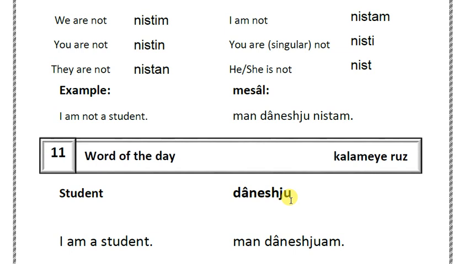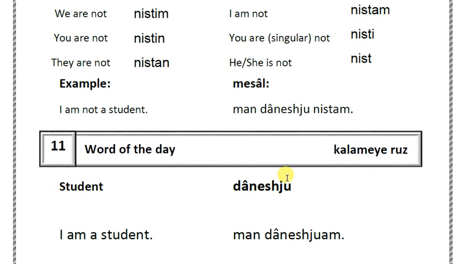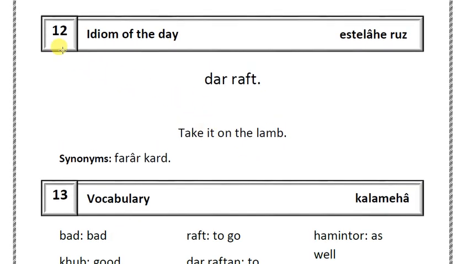دانشجو. And من دانشجو am. Am at the end means I am. دانشجوام, you could just remove the personal pronoun man. دانشجوام means I'm a student. Next part, 12. Part 12 is the idiom of the day.